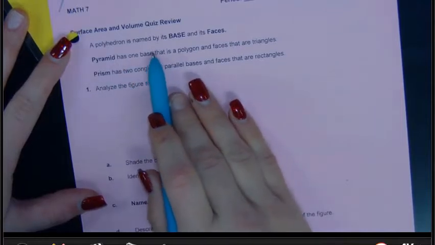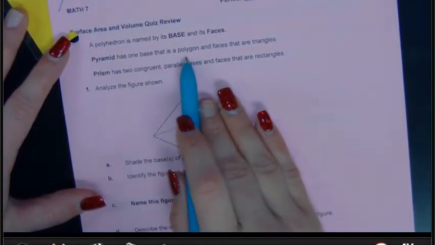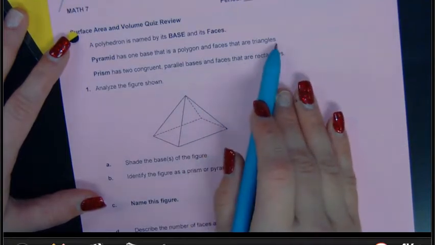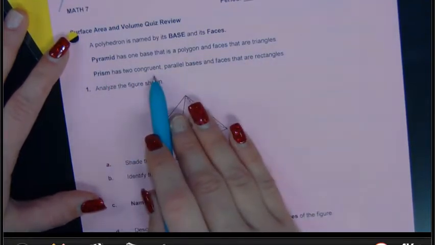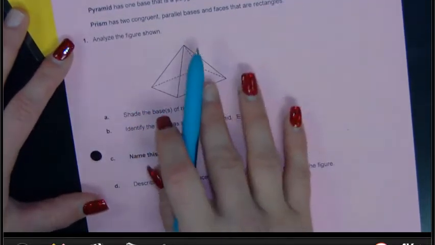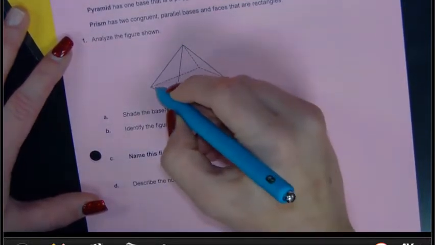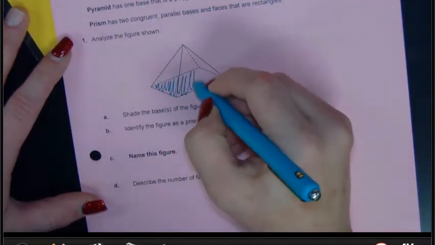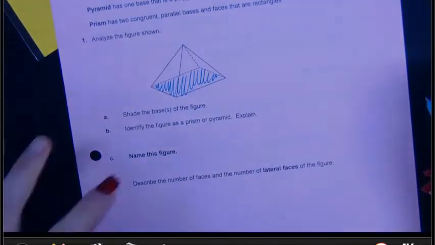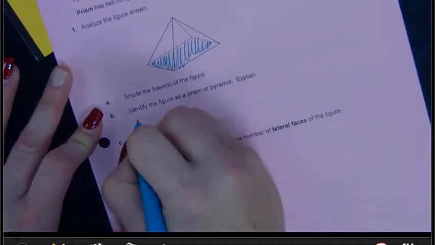A polyhedron is named by its base and its faces. A pyramid has one base that is a polygon and faces that are triangles. Prisms have two congruent parallel bases and faces that are rectangles. So we're going to analyze this figure below, and it's asking me to shade in the base or bases of my figure. Well, I see that I have one rectangle as my base, and I have four triangles as my lateral faces. So identify the figure as a prism or a pyramid, and I'm saying that this is a pyramid.